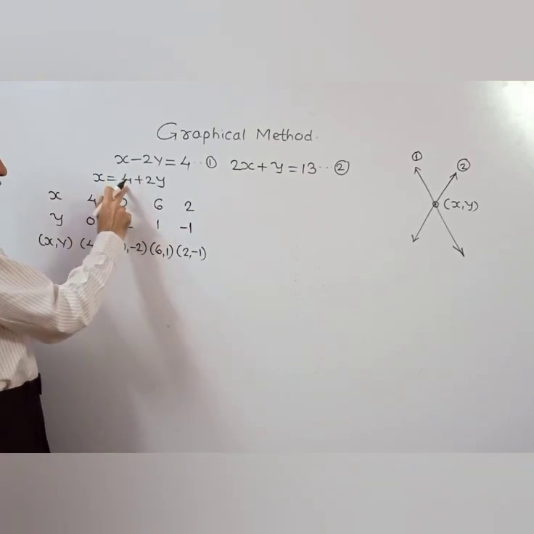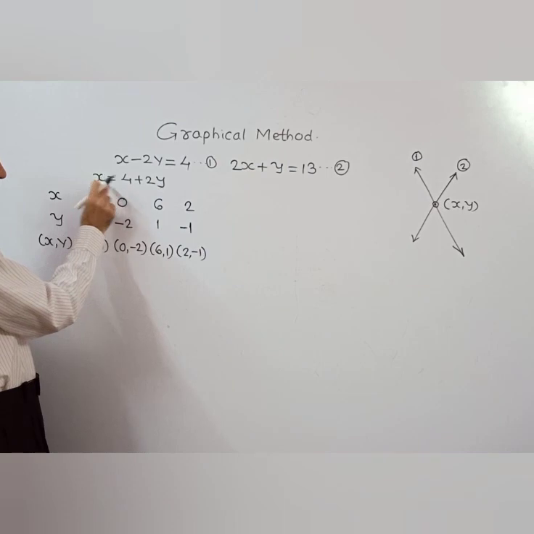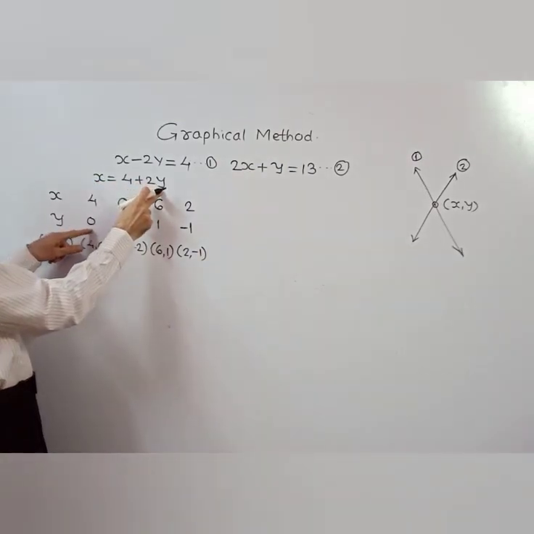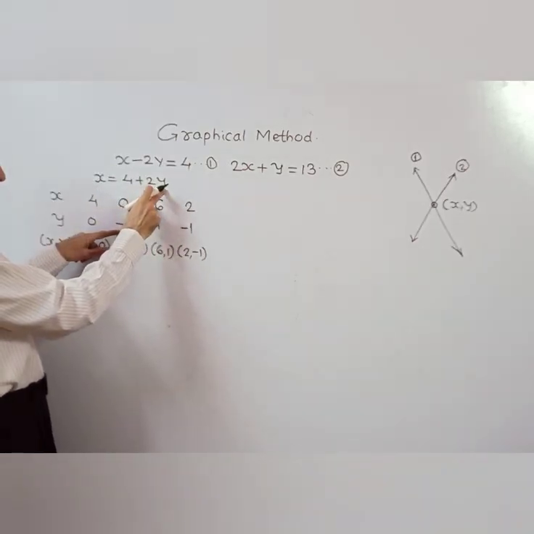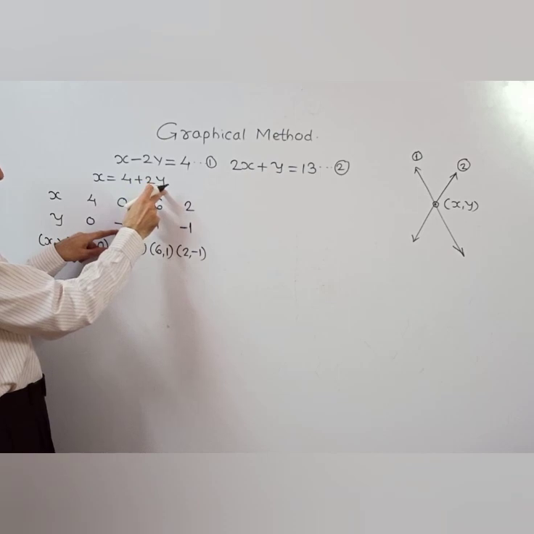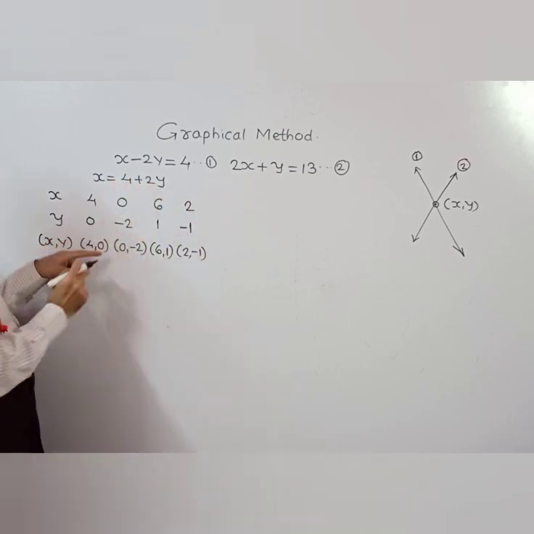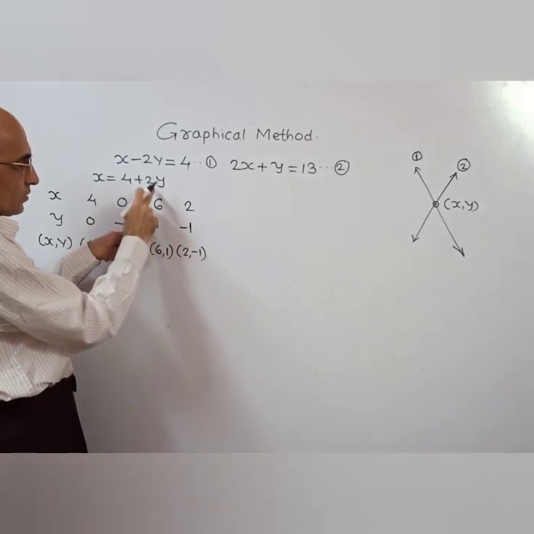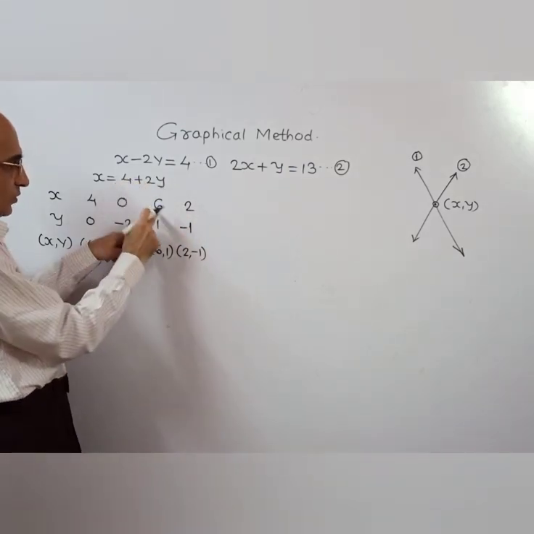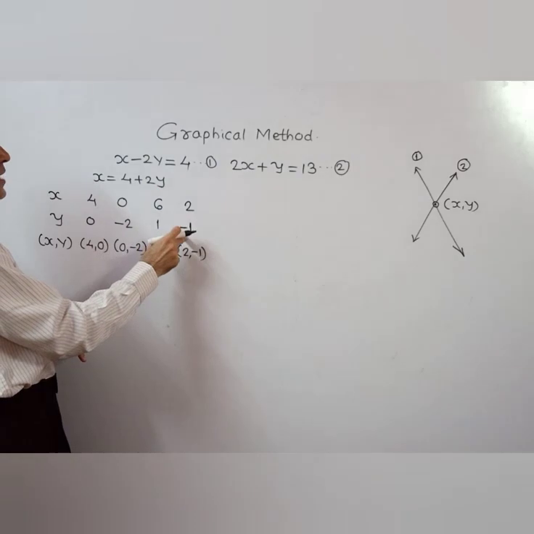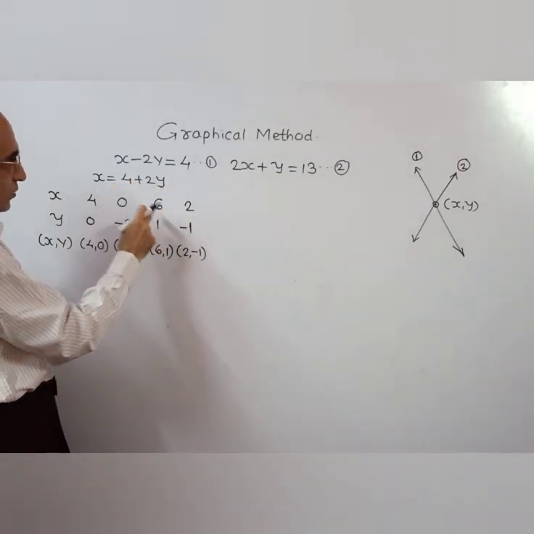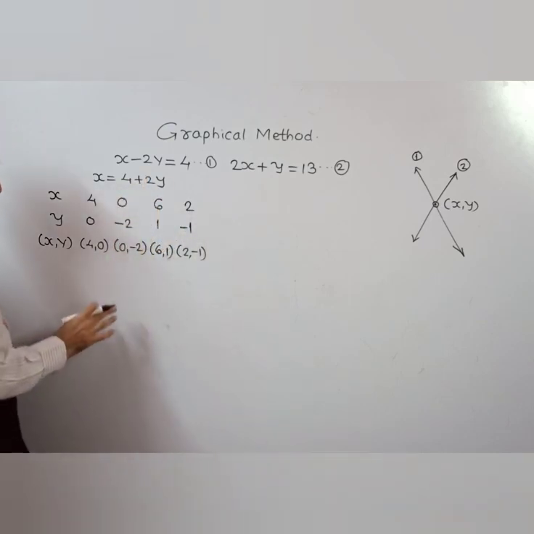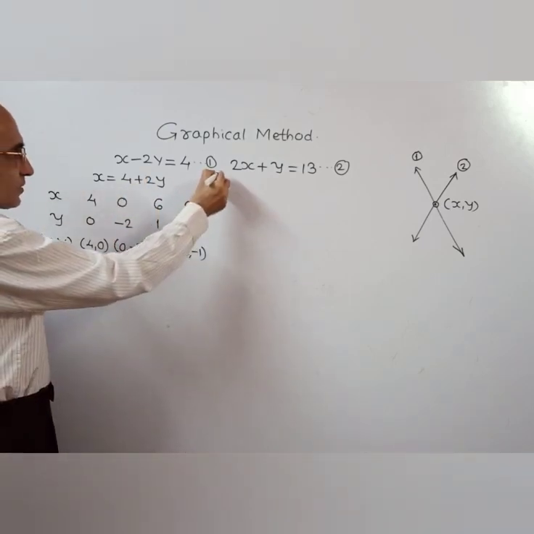We write x is equal to 4 plus 2y, one variable in terms of the other. Suppose y is equal to 0, then we get 4 plus 2 into 0, 4, x equal to 4. We take y equal to minus 2, 2 into minus 2, minus 4, 4 minus 4, 0. We take y equal to 1, 2 into 1, 2, 4 plus 2, 6. y equal to minus 1, 2 into minus 1, minus 2, 4 minus 2 equal to 2. So these are 4 points on the first line.